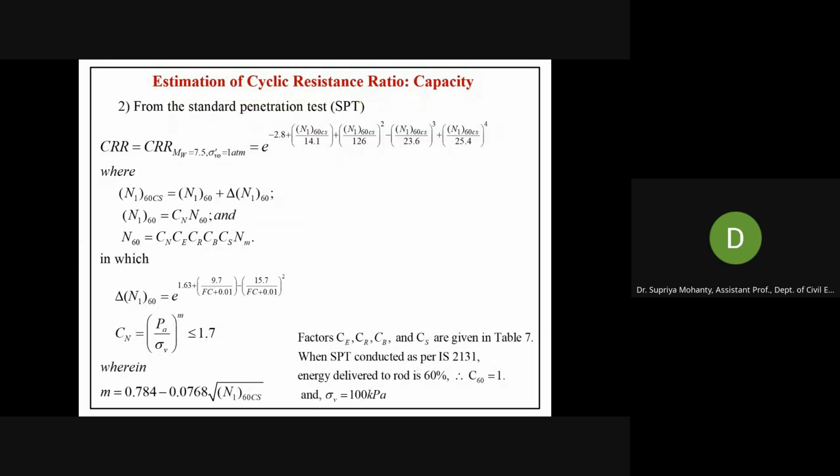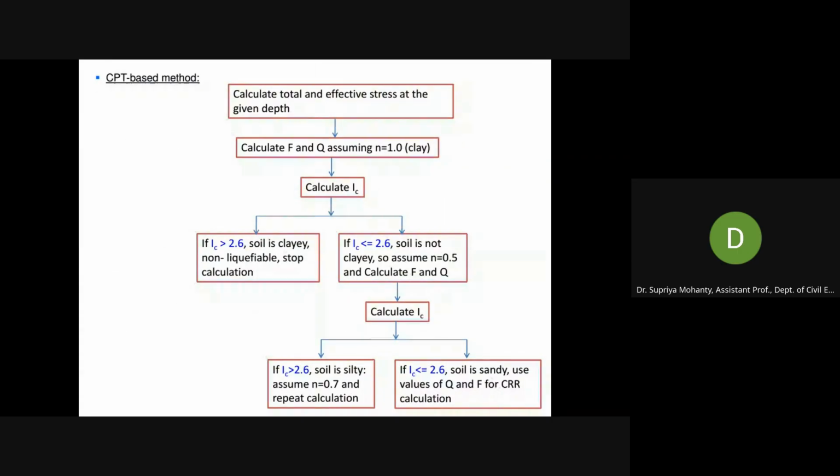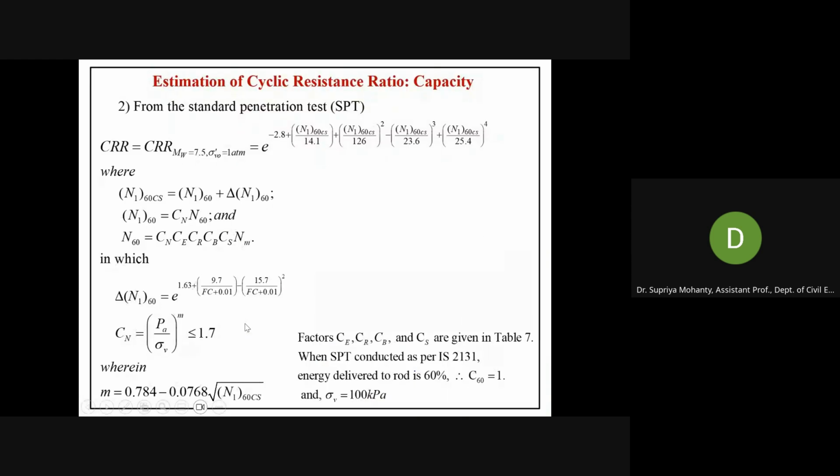then calculate the CRR 7.5. In this way, this CPT based method is a little bit time consuming, you can say, because we don't have a soil sample with us. So indirectly we need to check what will be the fine content for this particular type of soil based on the soil behavior index. But in SPT, you have a disturbed soil sample, you can go for gradation sieve analysis, and the exact amount of fine content you can calculate. So this second case is for CRR 7.5 calculation from SPT n value.